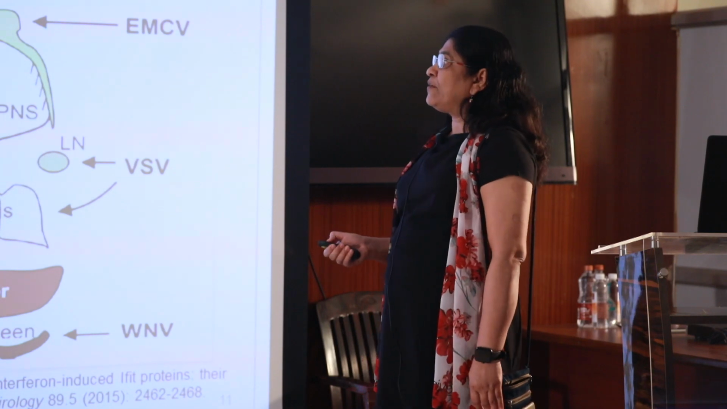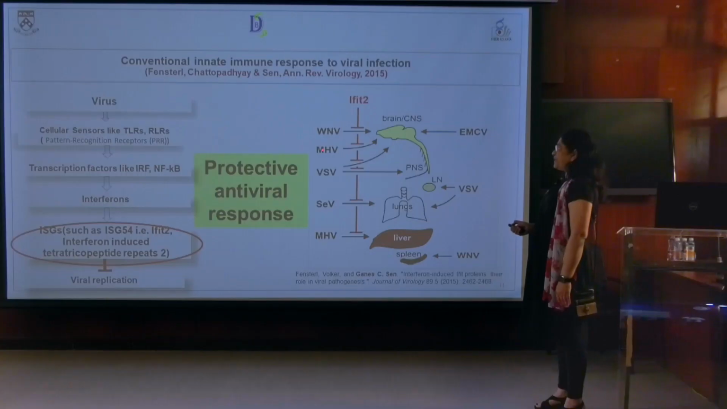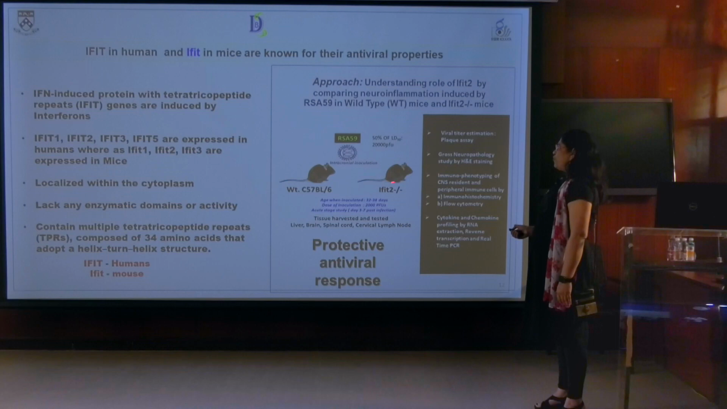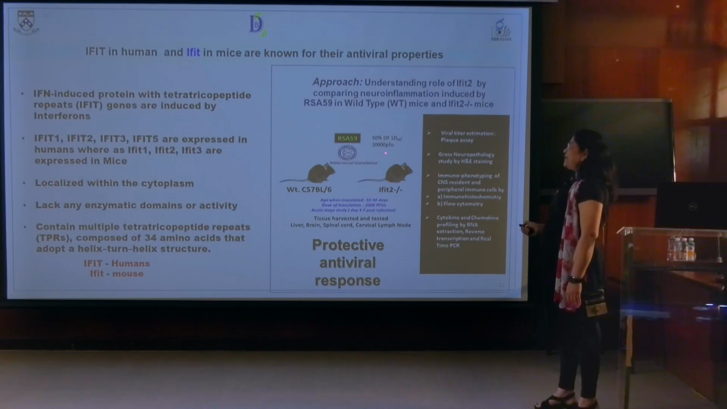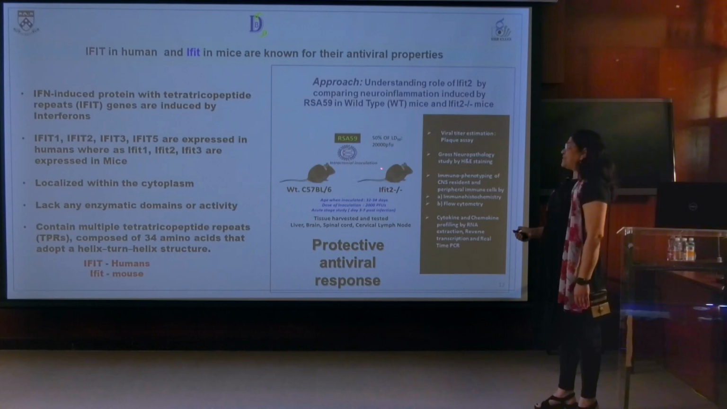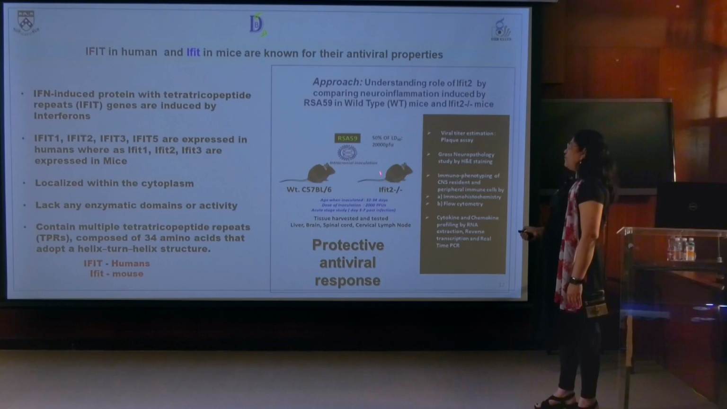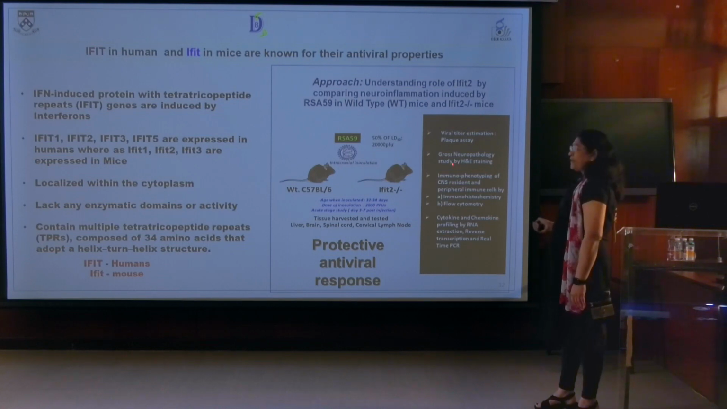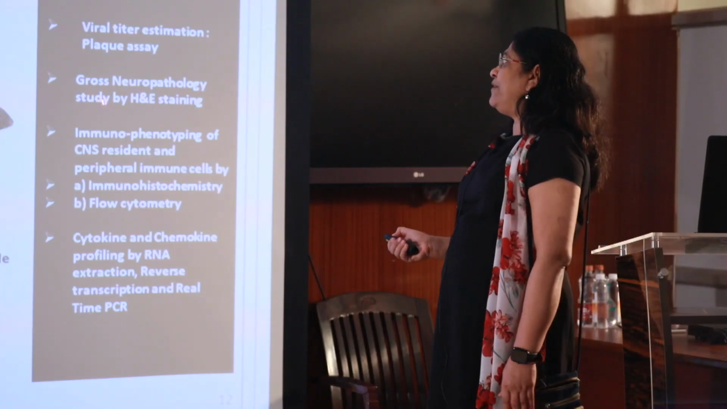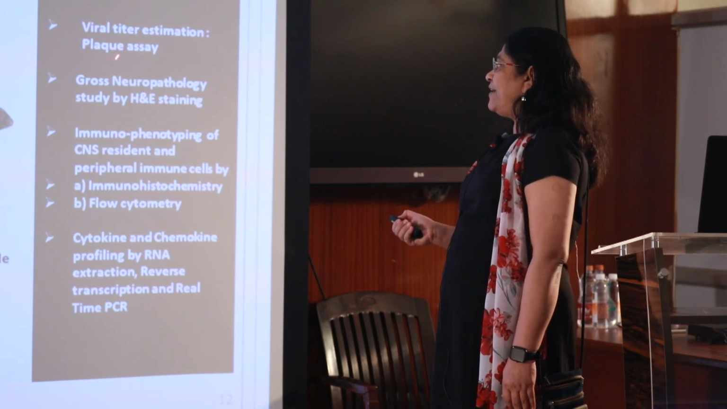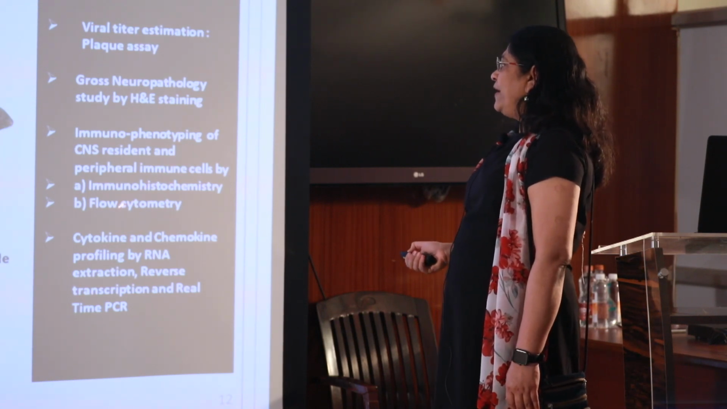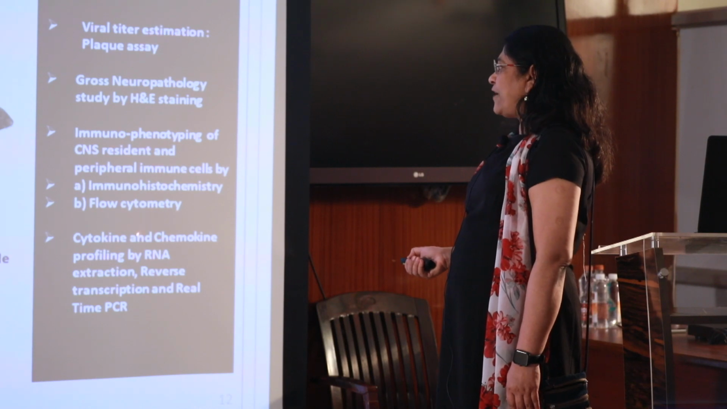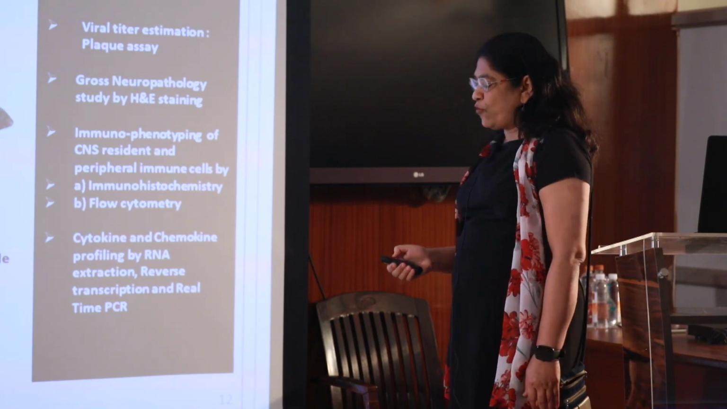But to understand how it provides the antiviral properties, we studied IFIT2 knockout mice. We inoculated with only 2000 PFUs. Generally we give 20,000, but the mice are very susceptible, so we only did 2000 PFUs, and we looked at gross neuropathology. As I said, my lab is mainly focused on neuropathology, viral titer, immunophenotyping, immunohistochemistry and flow cytometry, as well as cytokine and chemokine array.